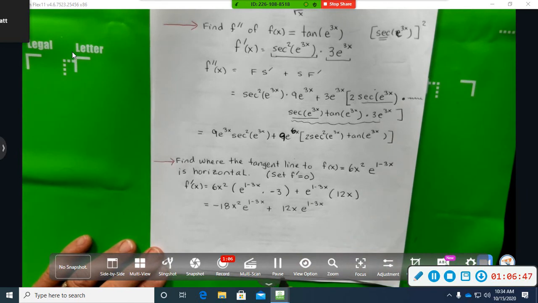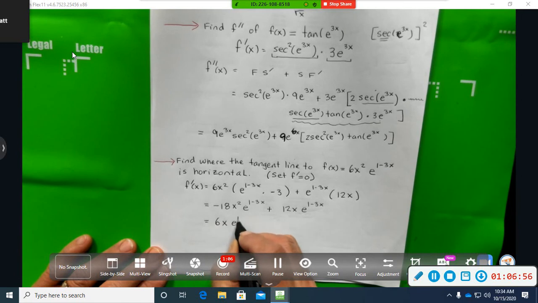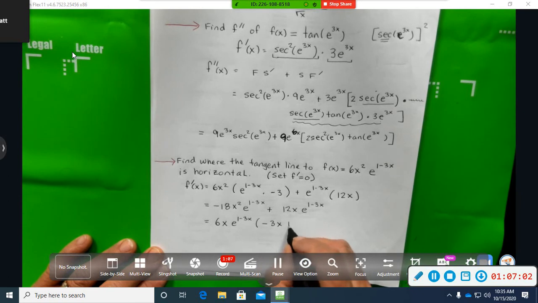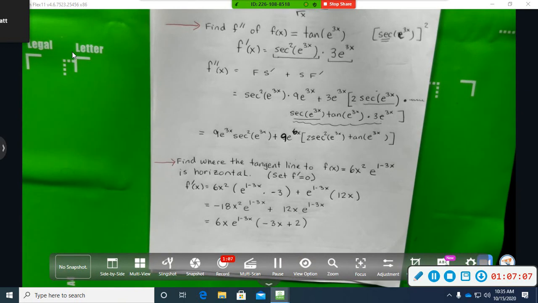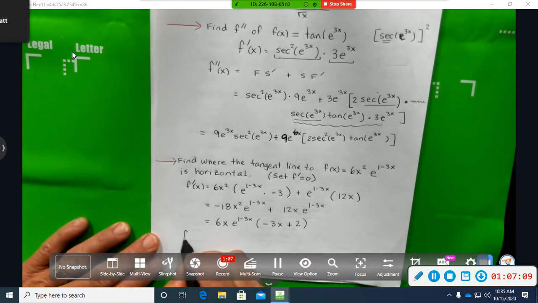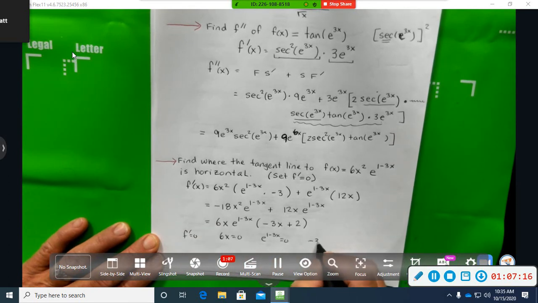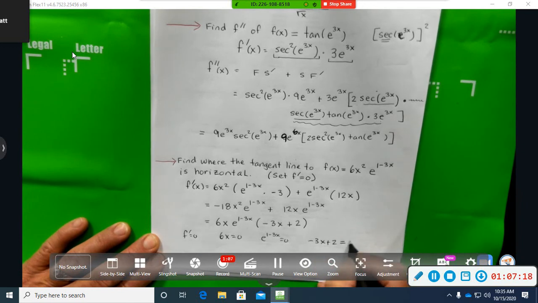I'm going to factor that. I've got a common factor of 6, of x, and e to the 1 minus 3x. So I'm going to pull out 6x e to the 1 minus 3x. And I'm left with a -3x plus 2. So I set my three factors equal to 0. 6x is 0, e to the 1 minus 3x is 0, and -3x plus 2 is 0.